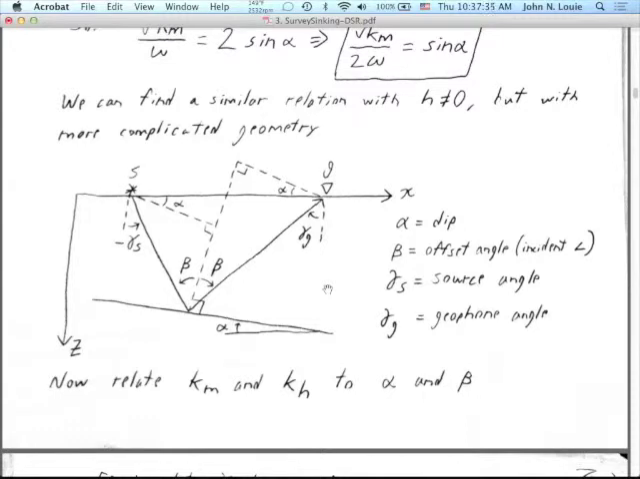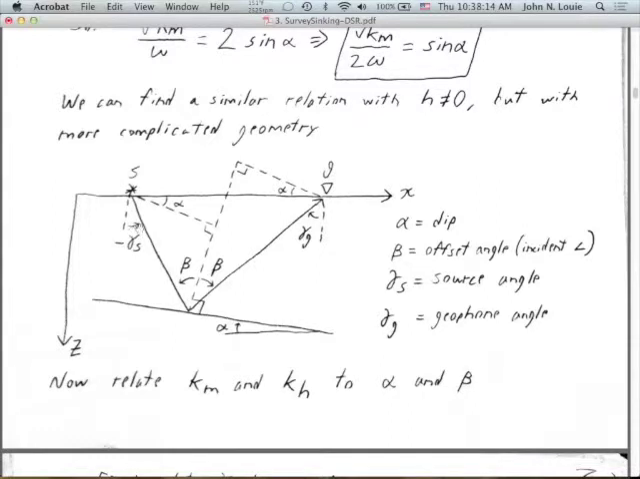Let's define some angles here. This is the surface. This is a cross section. There's the reflector. We've got the ray that goes down to the reflection point and back up to the surface. The reflection point is not at the midpoint, it's up dip of the midpoint, because of the dip. And this here is a normal to the surface.